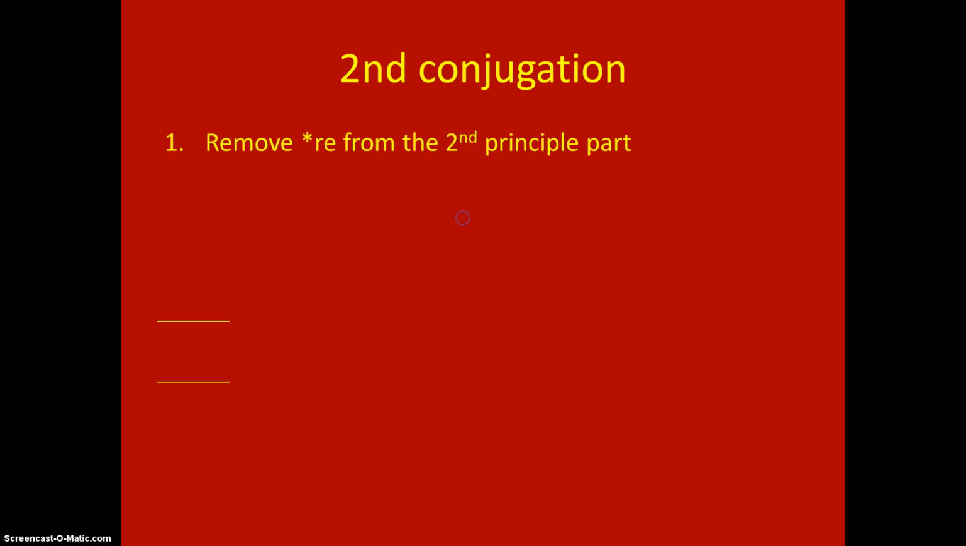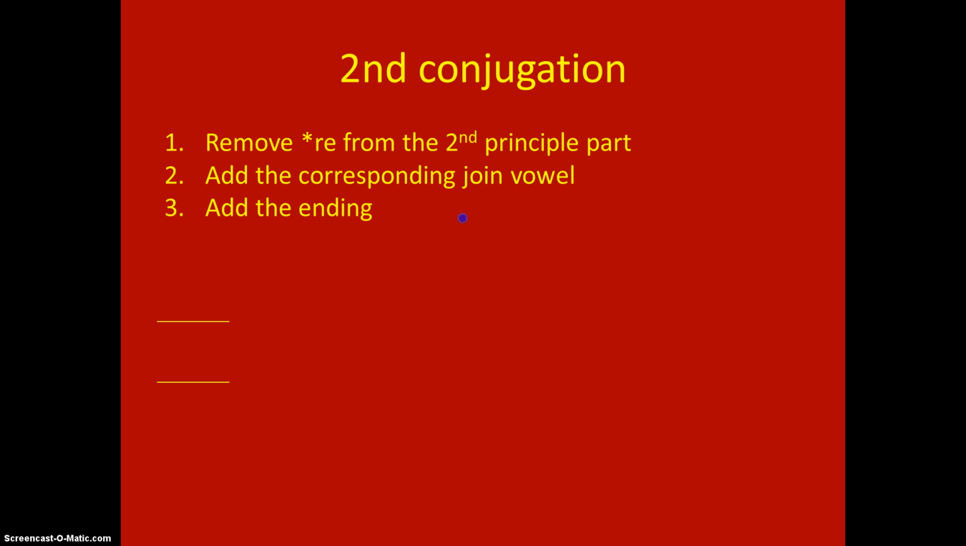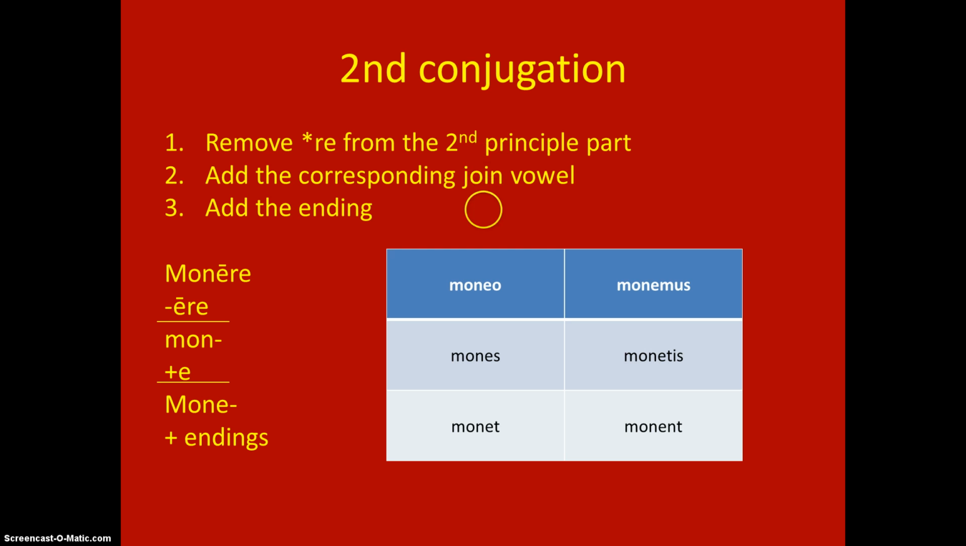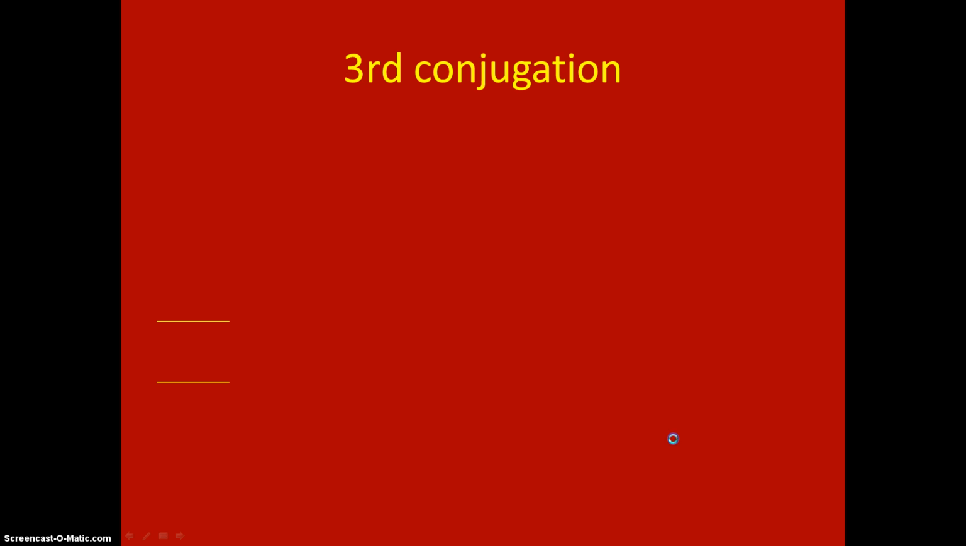Okay, second conjugation. Same process. We start with monere. We're going to remove a long ere. We're going to add the join vowel, and then we're going to add our endings. So we get moneo, mones, monet, monemus, monetis, monent.